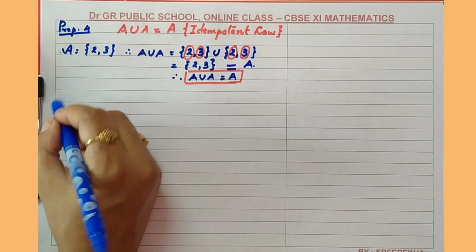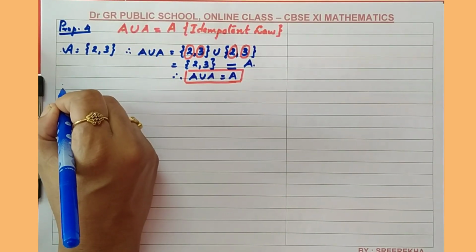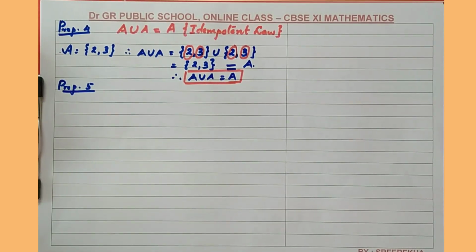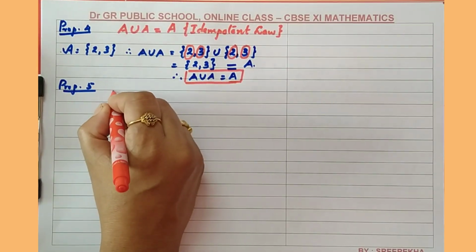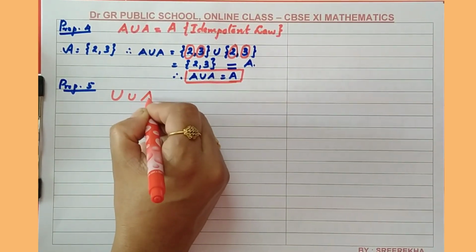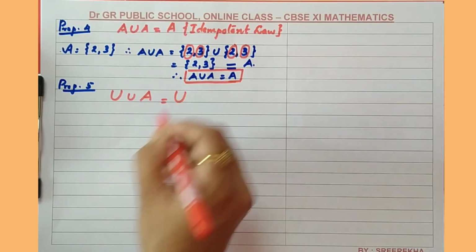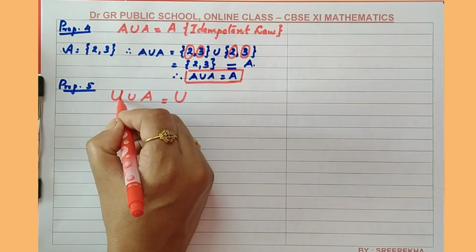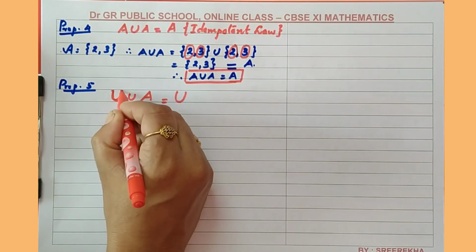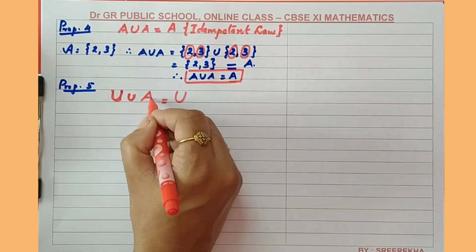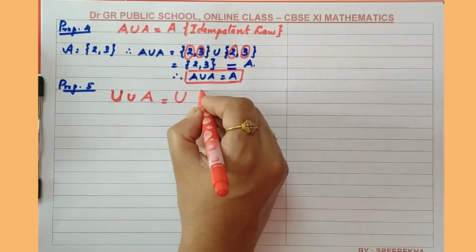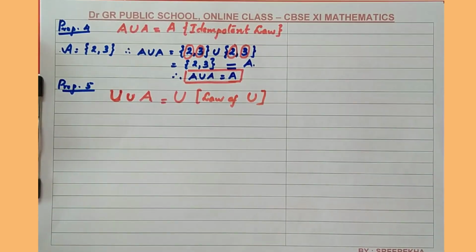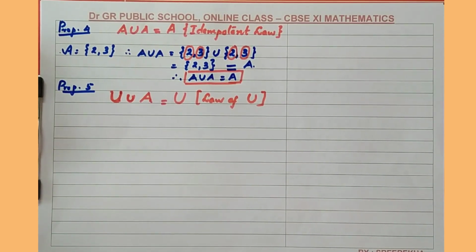Come to property 5. The fifth property states that the universal set union A equals the universal set itself. Don't be confused with these two symbols. The universal set is actually U. The universal set U, when taking union with A, equals the universal set itself. This property is called the law of universal set. Universal set union A.